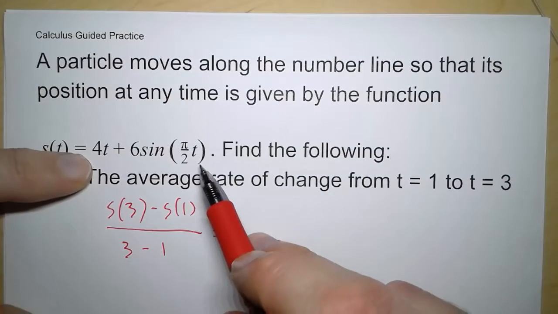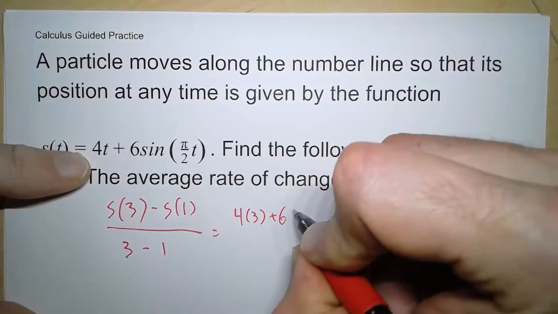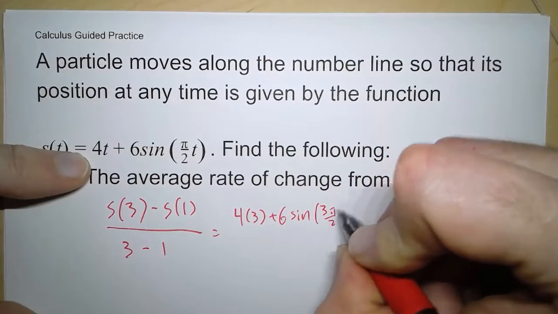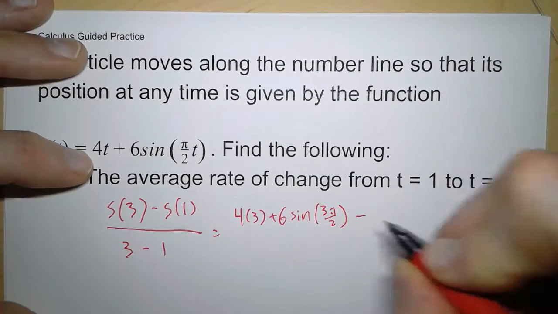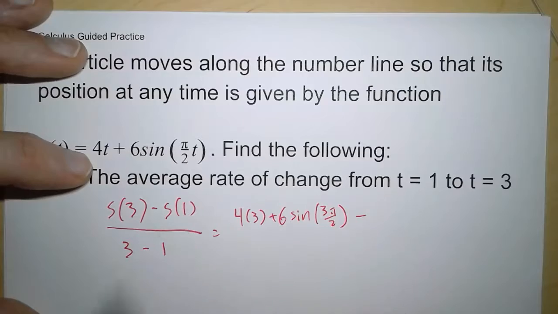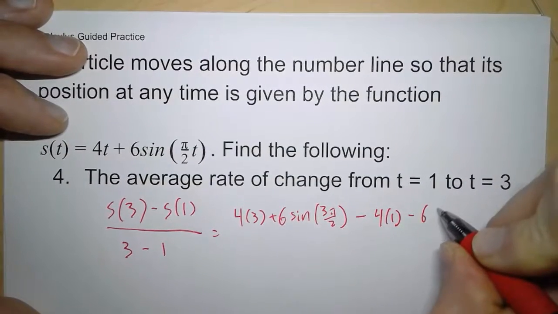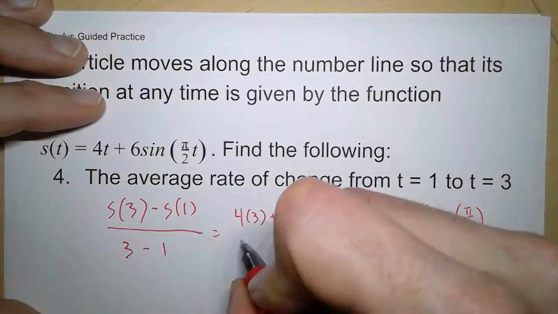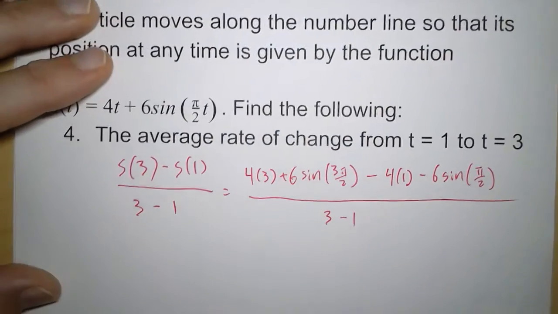So first we find s of 3, so that's 4 times 3 plus 6 sine of 3 pi over 2. That is the entire quantity s of 3. And then we have to subtract s of 1. So 4 times 1 minus 6 sine pi over 2, all over 3 minus 1.